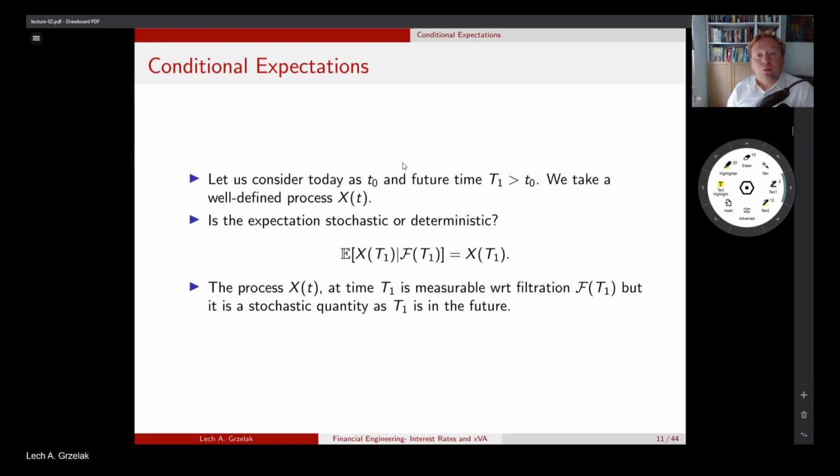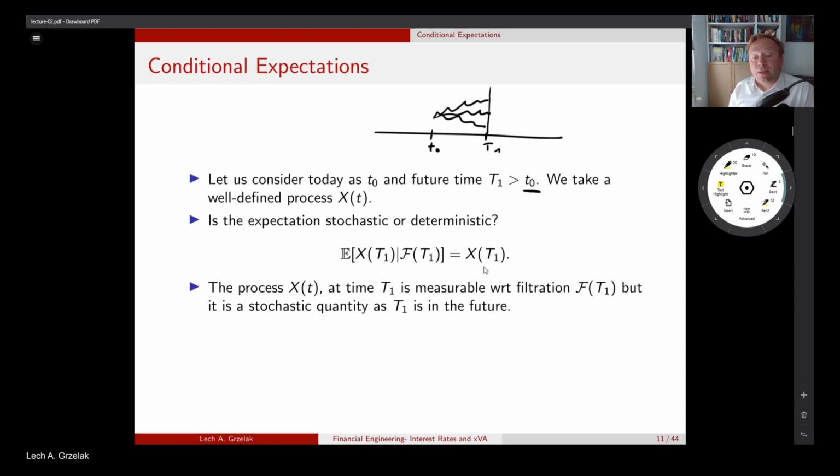Let's go back now to the two elements that we have discussed so far: conditional expectations and filtration. If we consider today t0, we have some future time t1, and we have a simulated process. We are looking at the expectation of the process x at time t1, conditioned on this filtration. Because process x at t1 is measurable with respect to the filtration F t1, we simply get x t1. That's our answer, and of course that's the correct answer.